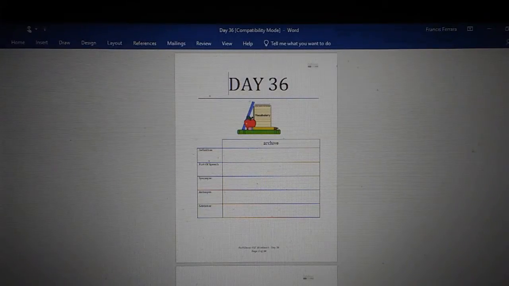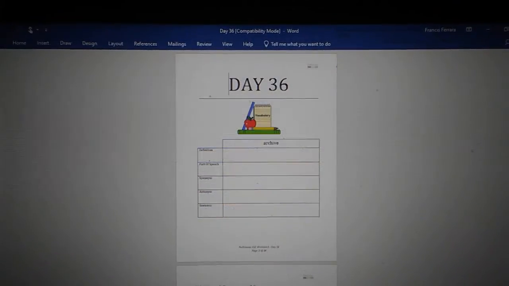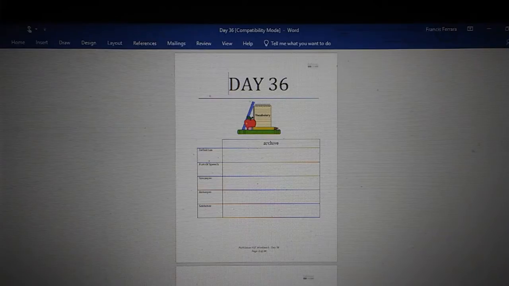Okay, here we are on day 36. This one is kind of a long lesson, so I'm splitting it into two parts. The main theme is slopes and slope equations. So on this first part, I'm going to be just dealing with slopes, the slope of a line. And then the second part will be the slope equations.